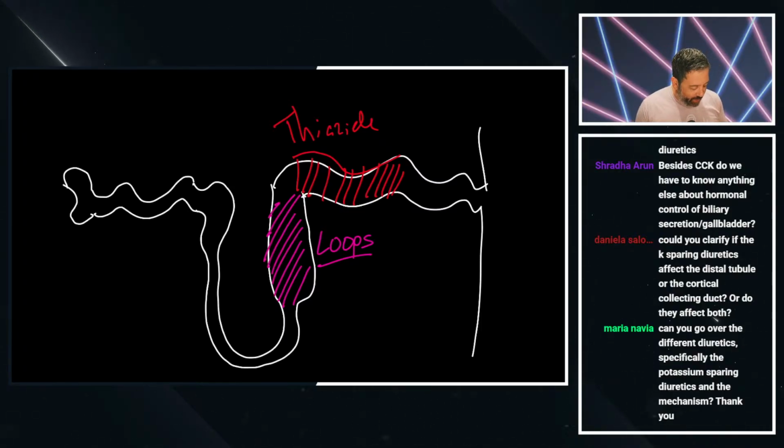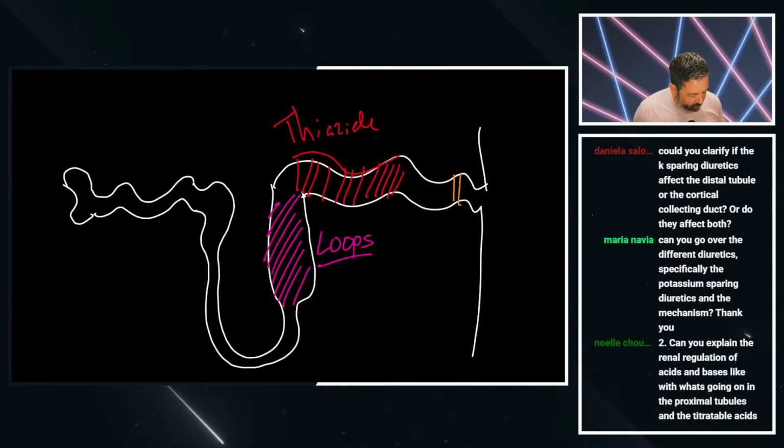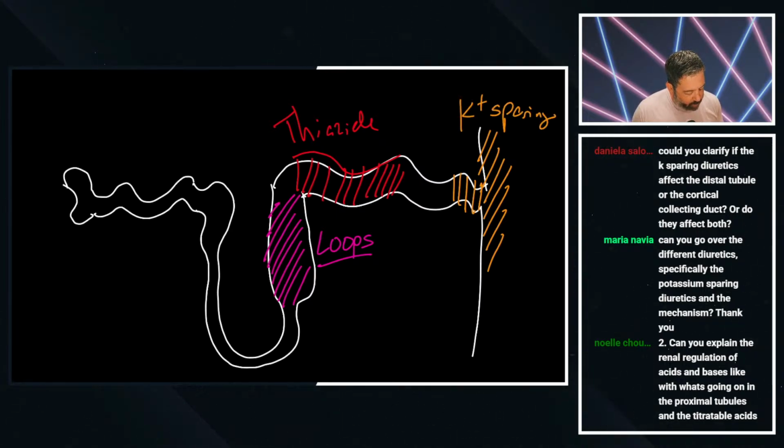And finally, in this last area, these are your potassium sparing diuretics. The only one that we didn't really discuss a whole lot in class, and it's not going to be on your exam as an example, but in this early proximal tubule, these are the carbonic anhydrase inhibitors. But we really didn't talk about that a whole lot.